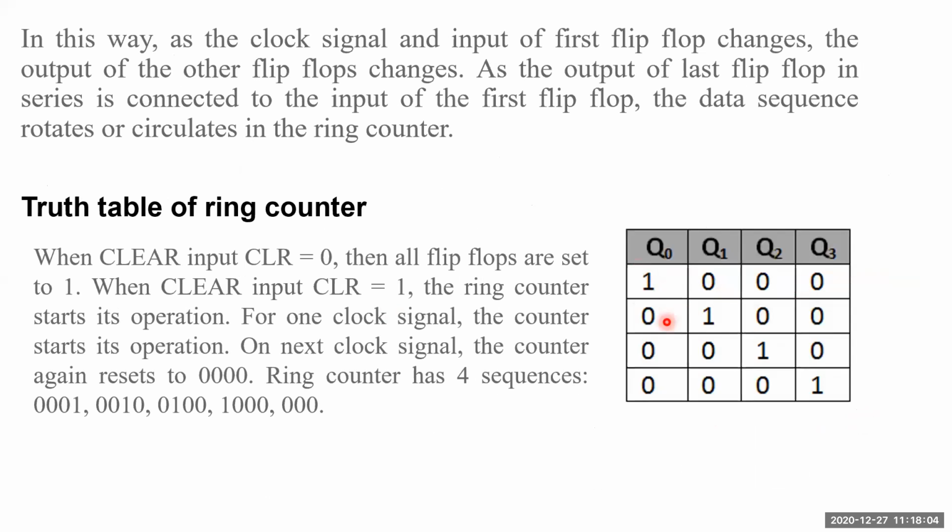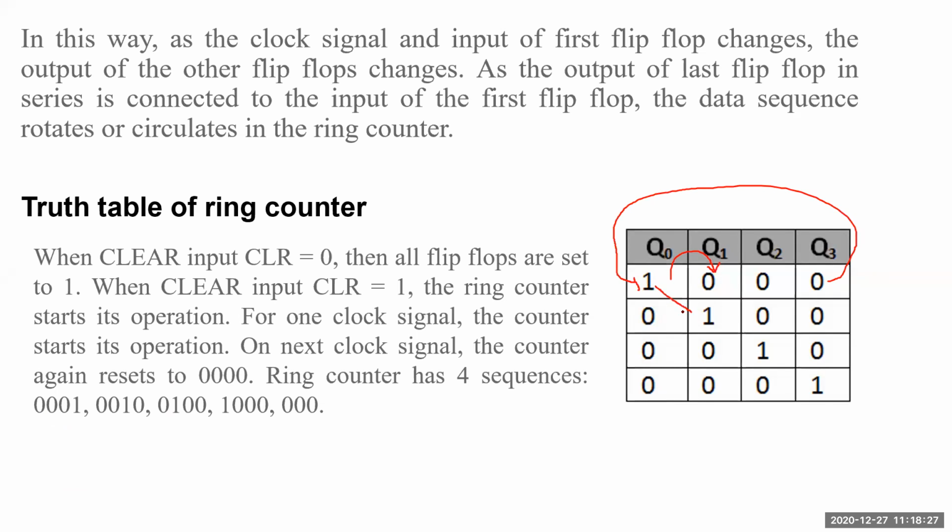For the next clock cycle, this 1 will be shifted to this one. The 1 goes on shifting to the next output. So it is shifted to this particular stage. When it shifts, what happens? This last final output will become an input to the first flip-flop. Therefore, you will get the output over here as 0. Then this is coming over here.